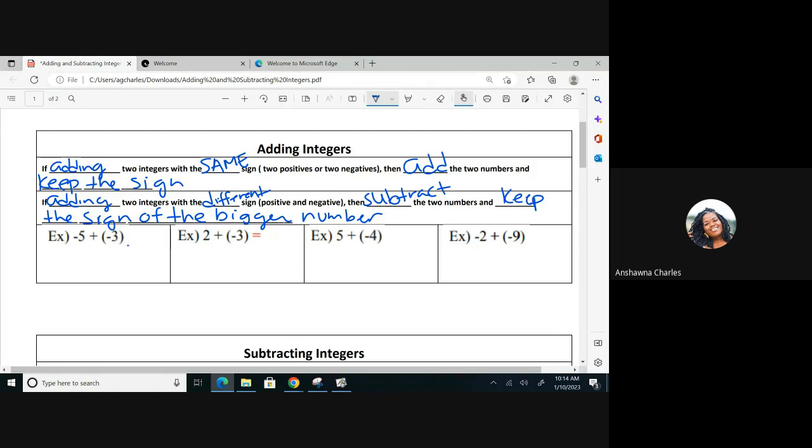So I have -5 plus -3. Is this the first example or the second example? First example, they have the same sign. So what am I supposed to do to them? Add them and what? Keep the sign. So what would be my answer? -8.